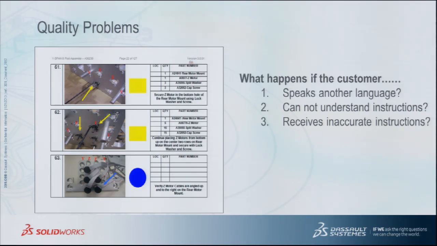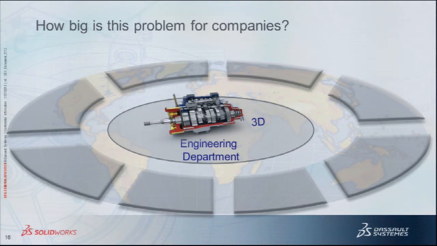And then also if the instructions aren't accurate. This seems to be quite a big problem we hear from our customers, that because this is such a serial process and none of it's connected, it's hard to keep continuously getting all those instructions updated. So really, how big of a problem is this for companies today?